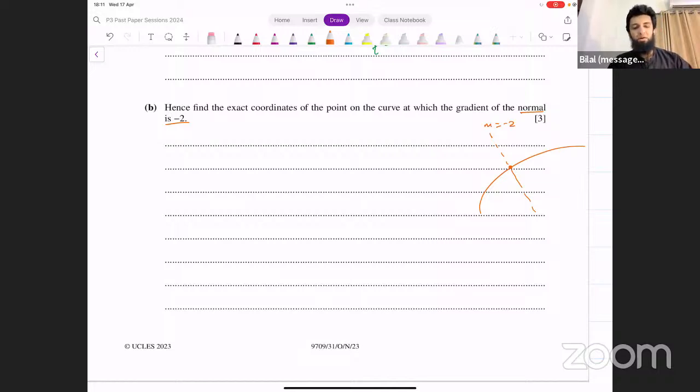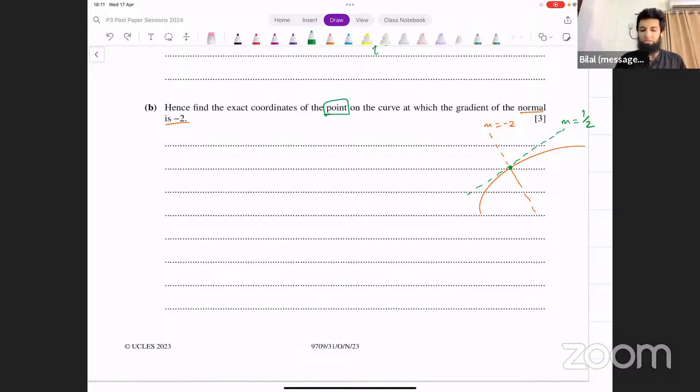This gradient is minus 2. Normal is perpendicular to the curve at that point. If the gradient of the normal is minus 2, what about the gradient of the curve or the tangent at this point? It would be negative reciprocal of that, right? Change the sign, take reciprocal. This gradient would be 1 over 2. So what that means is, this point that they're talking about, at this point, it's this point here, the gradient of the curve is 1 over 2.